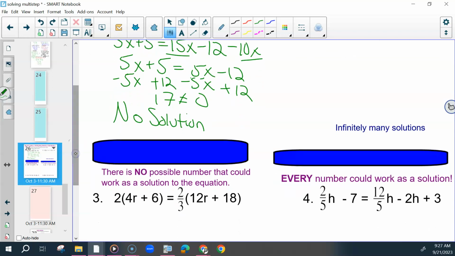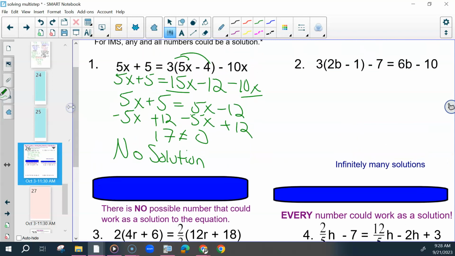If we were checking something that actually had a solution, we would take the number, put it back in, and it would work. For no solution, there aren't any numbers you could put in that would ever work. So I could put 1, 10, 50, 100, a million, -10, -50, -1 million, all the decimals, all the fractions, none of them would work. So that's one of your special cases, no solution.